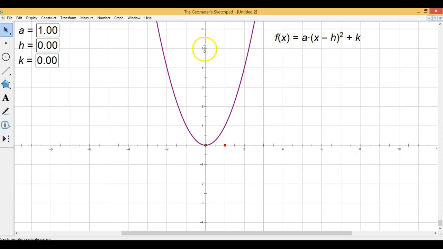The reason I've set it up like this is, look at my values of a, h, k over here. What I'm going to do is move these around, and we're going to see the changes to my curve as they happen. At the moment, I've set my value of a as 1 and h and k are both 0. So y equals 1 times x squared, or just x squared. On the screen at the moment, y equals x squared.